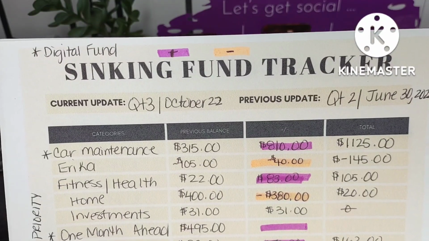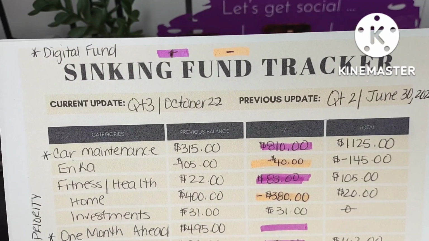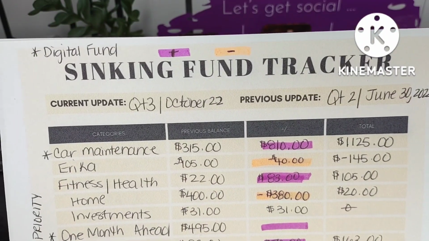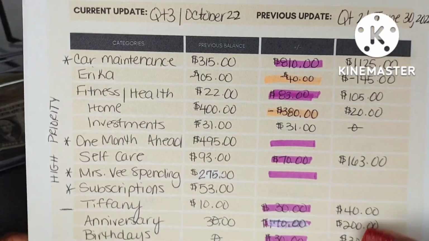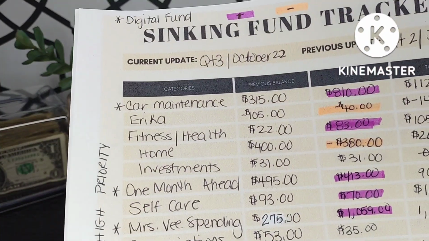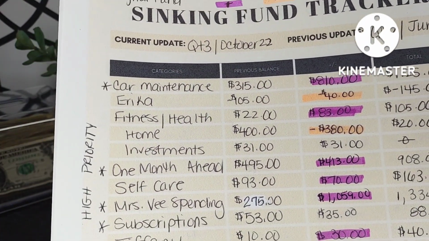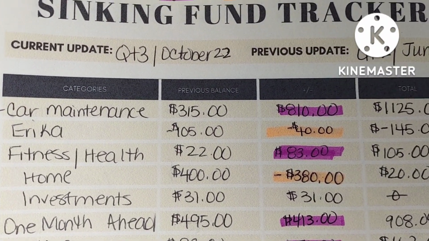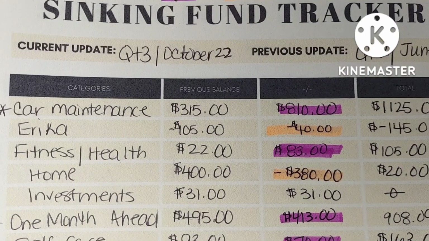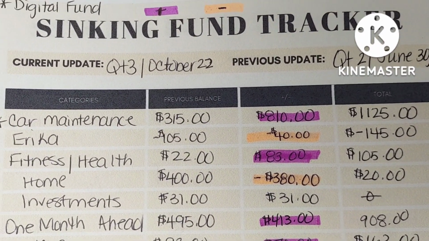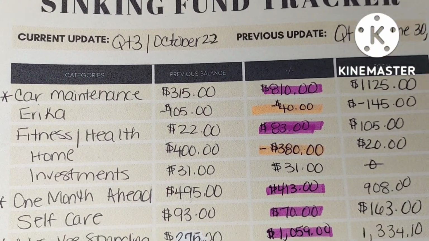So I need to go and look at my digital sinking fund for this one. Let me do all my digital sinking funds. I forgot to do that, and I'll be back. So I left off with, it was 1 month ahead. At the end of quarter 2, I had $495, and now I have $908. So that's a difference of $413.